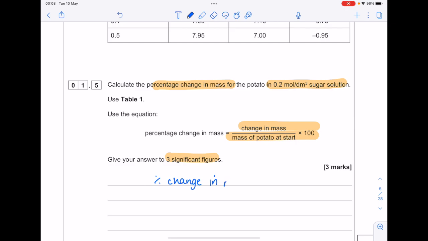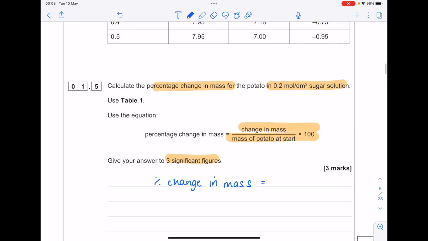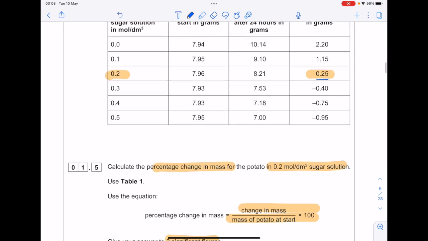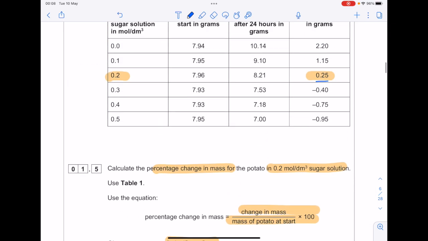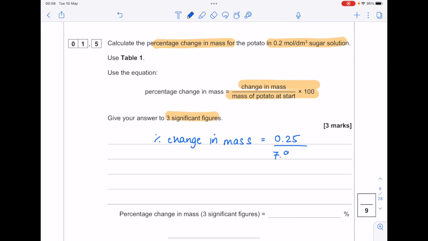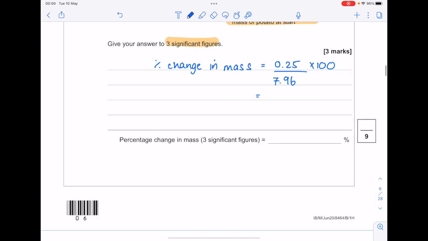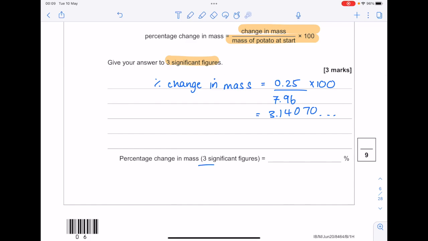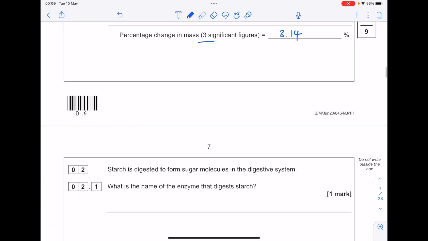Write out that equation again so you don't introduce any small errors. So we know it was 0.25. Well, what is the mass of the potato to begin with? 7.96. And then multiply it by 100 to get 3.14070. And we want our answer to 3 significant figures, so count the number 1, 2, 3. That is your final answer.